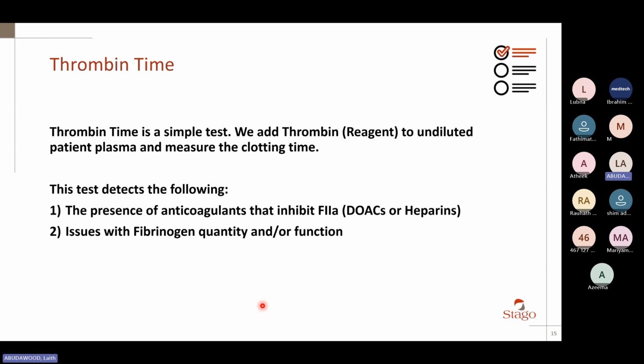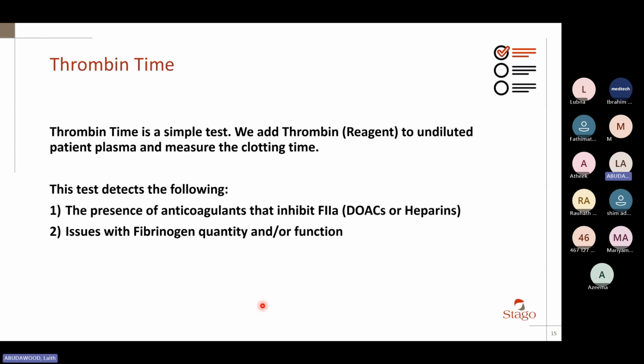Now, moving on to thrombin time. Just to remind you, thrombin time is a very simple test. I will just add thrombin to my undiluted plasma. Then I will record the clotting time. Why do I need such a test? Thrombin time is used for very specific purposes. If I want to quickly screen if the patient has heparin in their blood, or if I want to screen if the patient has thrombin inhibitor medications.